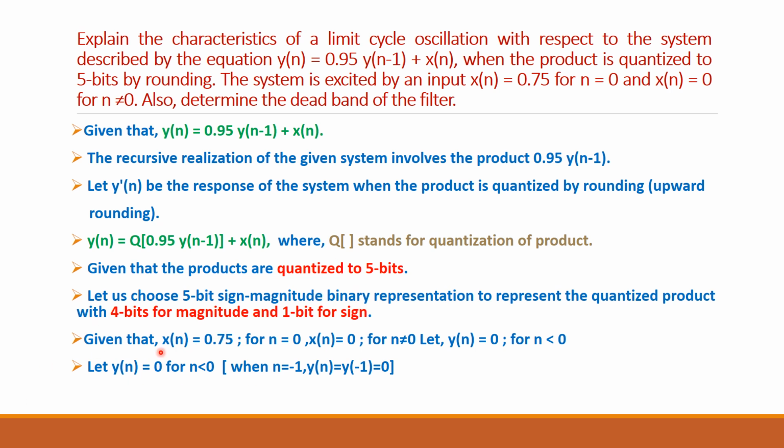Then given x of n is equal to 0.75 for n is equal to 0, and y of n is equal to 0 for n less than 0. That is for n is equal to minus 1, n is equal to minus 2, y of n value will be equal to 0. So these are the conditions we are assuming.